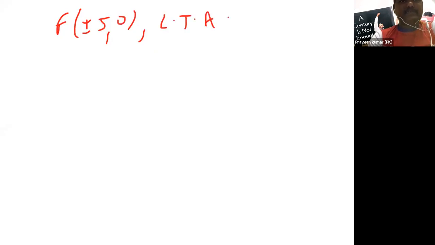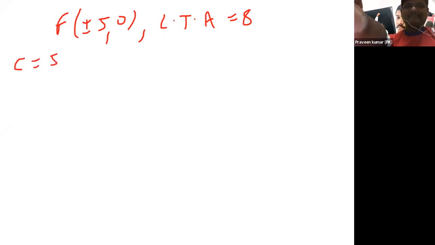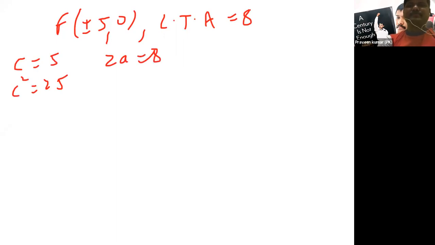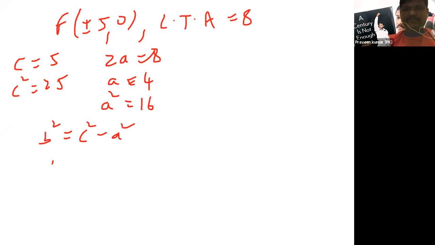Foci plus or minus 5 comma 0. Length of transverse axis is equal to 8. Foci means C is 5, C square is 25. Transverse axis means 2A is 8, A is 4. A square is 16. B square is equal to C square minus A square, 25 minus 16, 9.